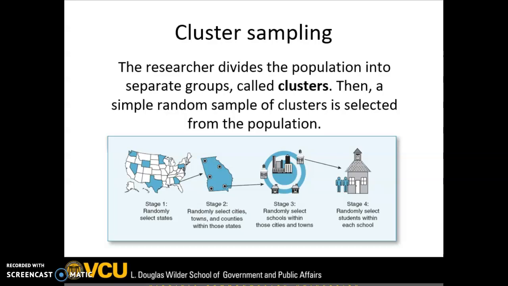The first step would be to randomly select states. The second step is to randomly select cities, towns, and counties within those states. The third step would be to randomly select schools within those counties, cities, and towns. And the last step is to randomly select students within each school. This is a more efficient process than sampling all of the schools in the country. It is as valid for research purposes because there is random selection at several phases of the study.